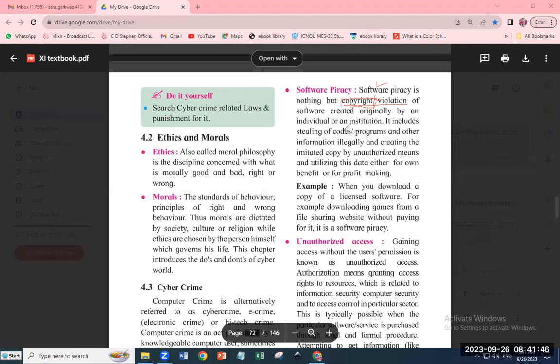Microsoft has many users and many programmers working behind the Windows operating system, right? They have given time and effort to create that new version of Windows. But other people have not given any effort in building those operating systems. Instead, illegally, they create an imitated copy by unauthorized means. They create many copies and sell them, utilizing this data either for their own benefit or for profit making.